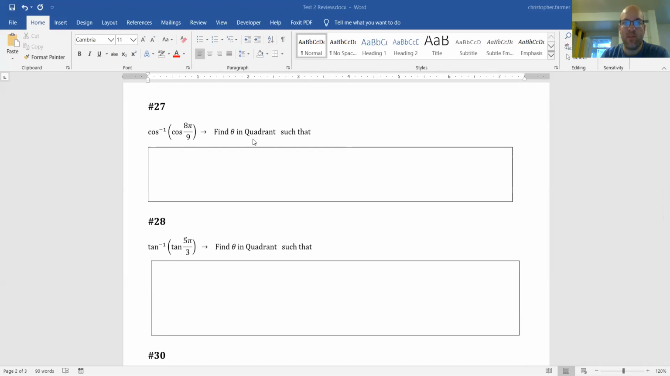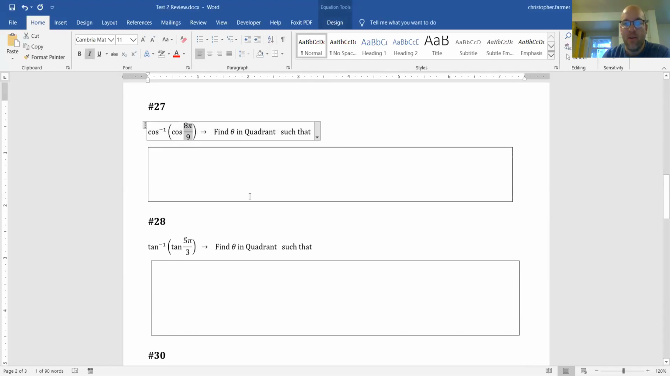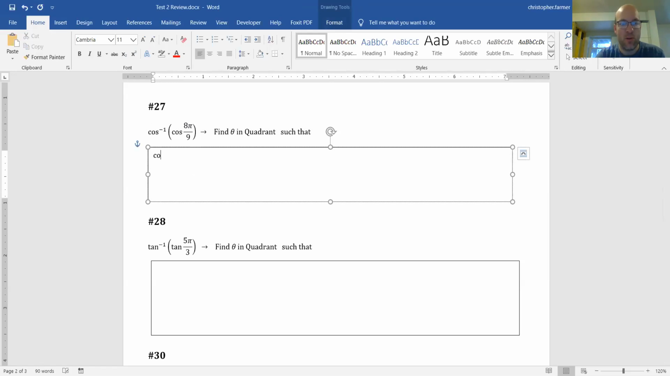We just got done saying that our quadrant depends on the sign of what's going on in here. So we have to break this down a little bit. Breaking it down, this 8 pi over 9, what quadrant is that in? It's certainly more than pi over 2, so we're not in quadrant 1, but it's certainly less than pi. So this angle itself is in quadrant 2, and we know that cosine in quadrant 2 is negative.